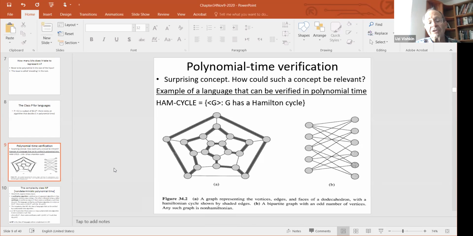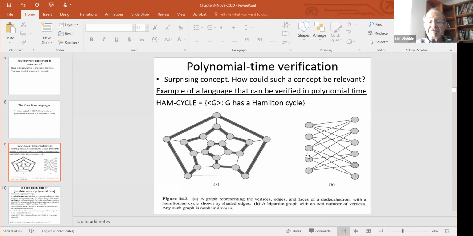So let me remind you what's a Hamilton cycle. Actually, here you see a Hamilton cycle. You have a graph, and the ability to actually do a cycle like the one with the shaded edges that goes through all the vertices, comes back to the first one without visiting any vertex more than once, is a Hamilton cycle. So in this case, if this is the graph you give me, it is in Ham cycle. But if you give me this graph, it's not very difficult to explain why it's not in Ham cycle.